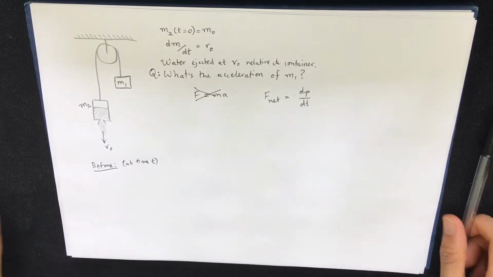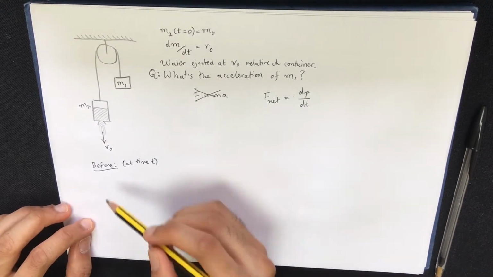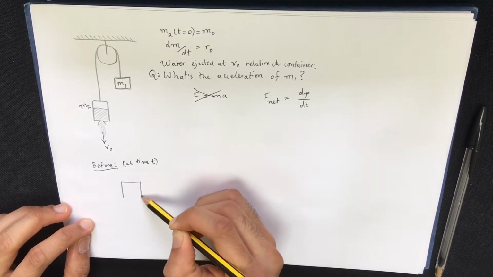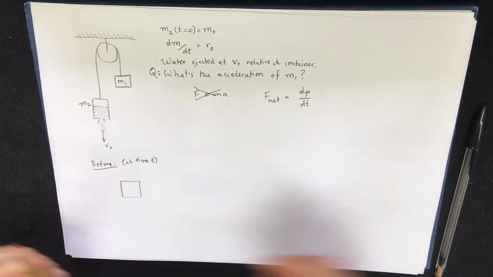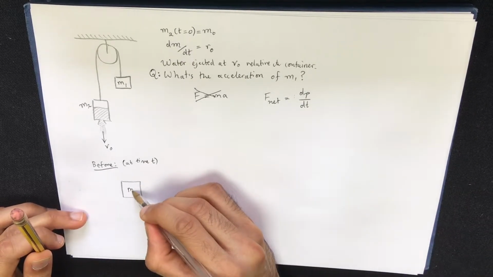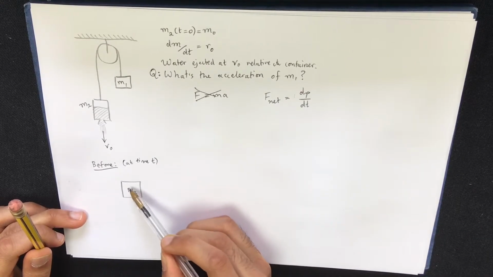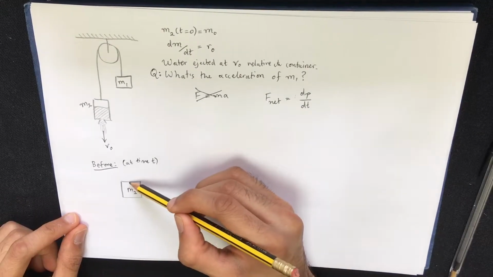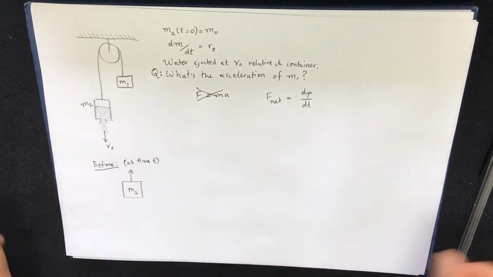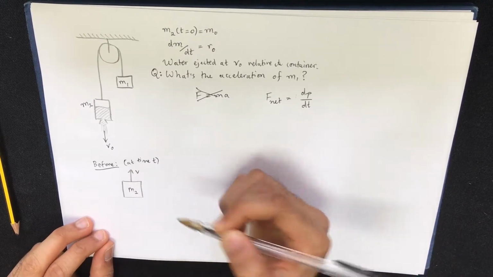So before, what's it going to look like? Well, it's going to be kind of simple. It's just going to be whatever the mass is at that point in time, which will be m2, right? m2 actually varies with time. And its velocity is going to be acting upwards, and we can give that a general velocity v.